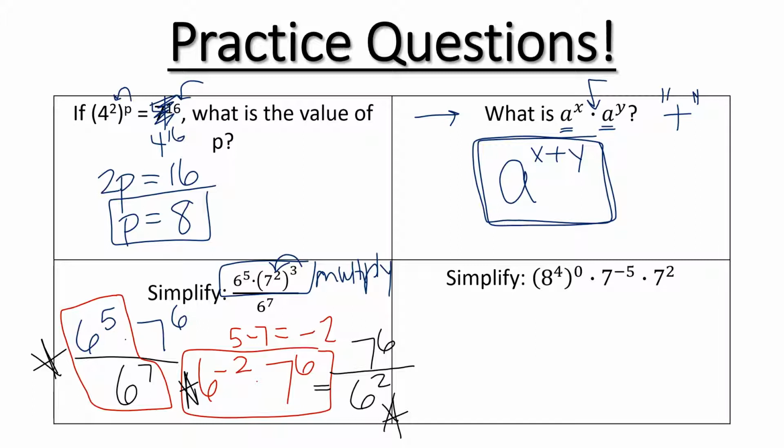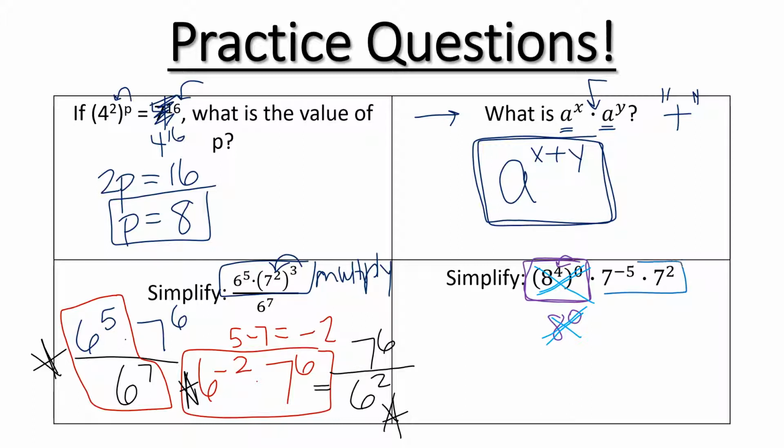Okay, this practice question says 8 to the 4th to the 0 power times 7 to the negative 5 times 7 to the 2nd. So first thing I always do is get rid of these parentheses. And I know I can multiply this. This is power to a power rule, which would give me 0. But I don't really have to do that because I know anything raised to the 0 power is 1. So that actually cancels. So I'm just going to get rid of that. So it's one less thing to worry about.